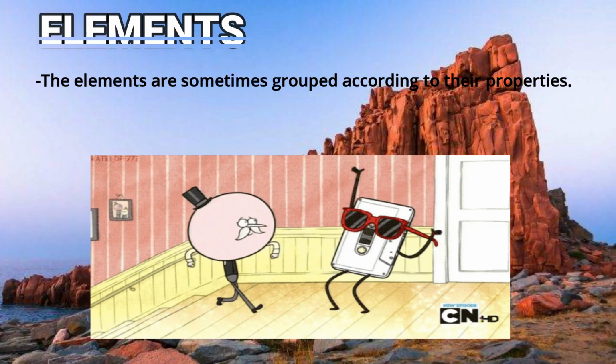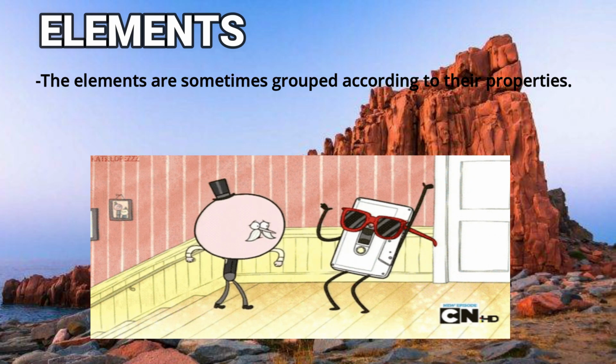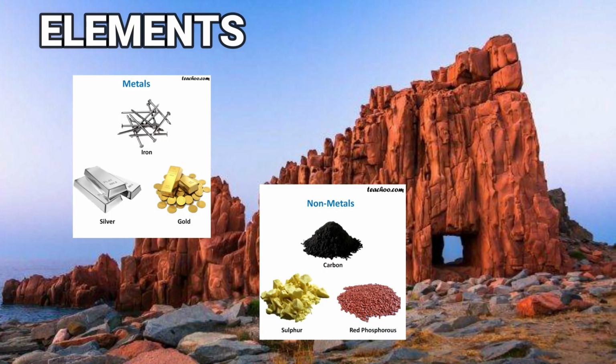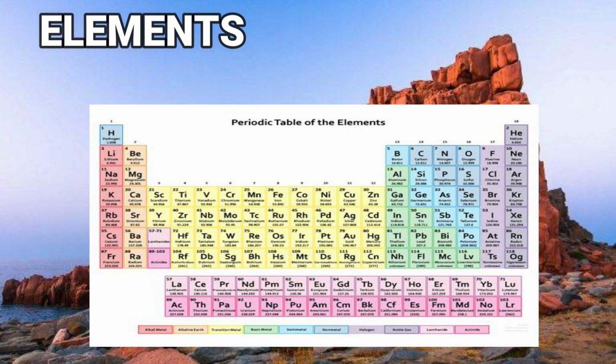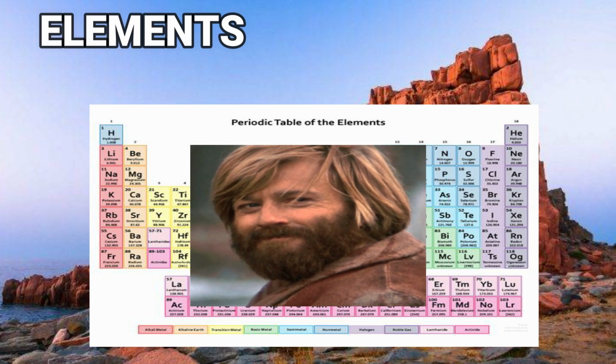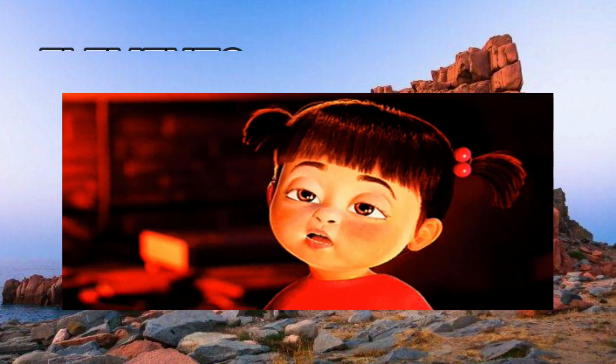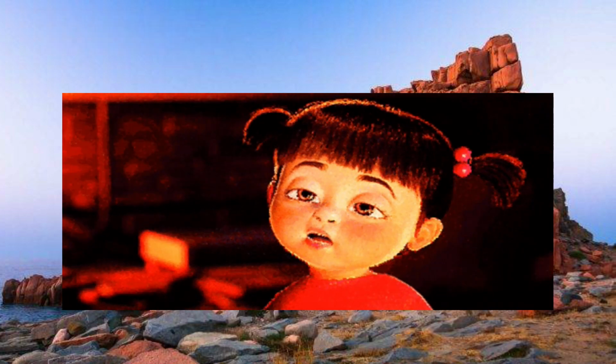The elements are sometimes grouped according to their properties. One major classification of the elements is as metals, nonmetals, and metalloids. Elements with very similar chemical properties are often referred to as families. Some families of elements include the halogens, the inert gases, and the alkali metals. The elements that we're going to present first are the metals.